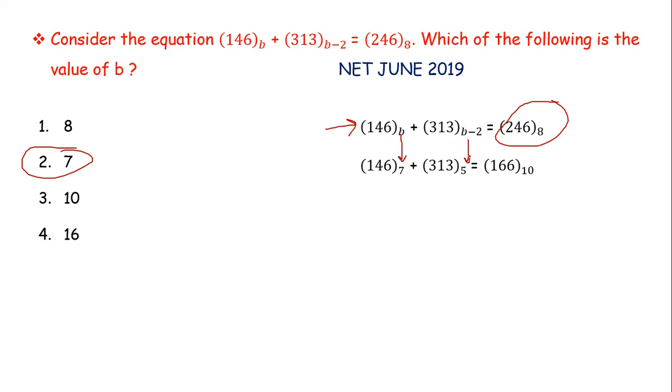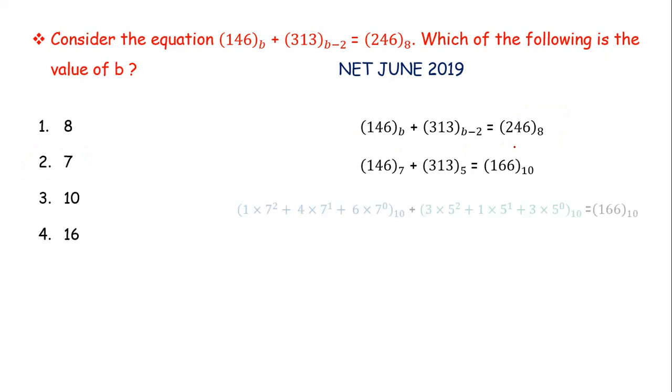We will get base equals 5, because for 313 the base is b minus 2. So the value of b is 7, and we will get 5. And on the right hand side, we will directly convert it into base 10. It will be 166. We have just computed it.